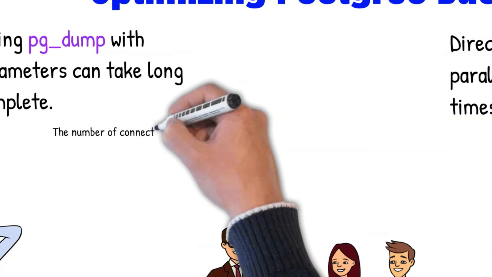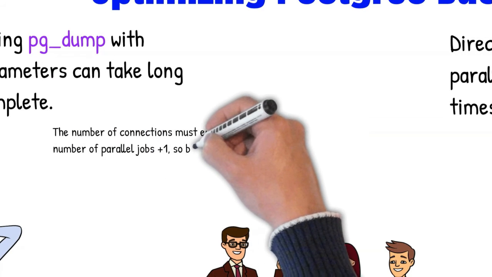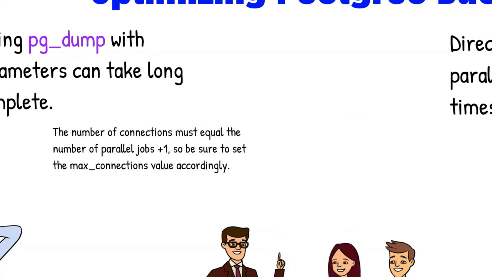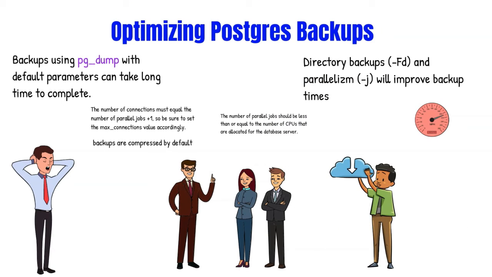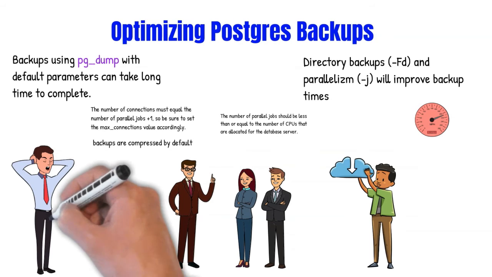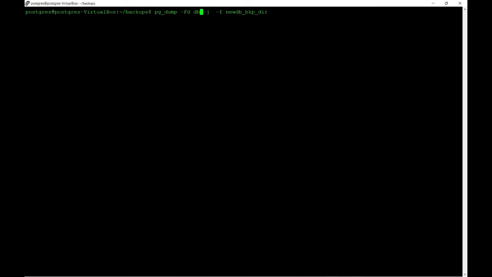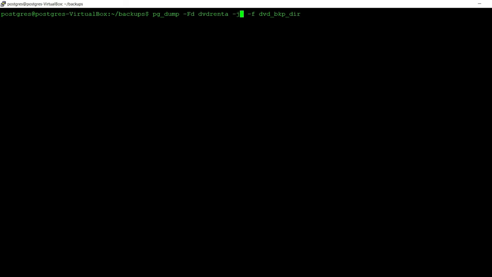You have to bear in mind that pg_dump will open n+1 connections to the database, so make sure your max connection is high enough to accommodate all the connections. Another thing you need to note is that when you use the directory format, backups are compressed by default. Now let's do a demo on how to back up your database using the directory format. So we're going to be taking a backup of the DVD rental database. And for the level of parallelism or the number of jobs, we're going to specify 2.